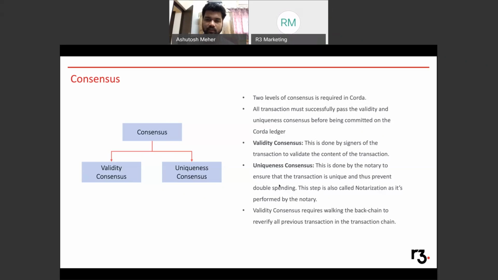That's where the uniqueness consensus comes in, and there is a special kind of logical entity which does these checks, called the notary. All transactions have to go through one notary or another to be able to say that the transaction is actually valid or not. The notary gives you the final say and does the uniqueness consensus to make sure that the asset you are transacting is not involved in some activity like a double spend. That's why this step is also called notarization, because it's performed by the notary. The notary does notarization.